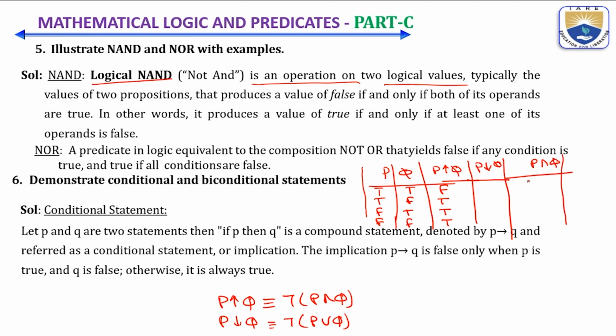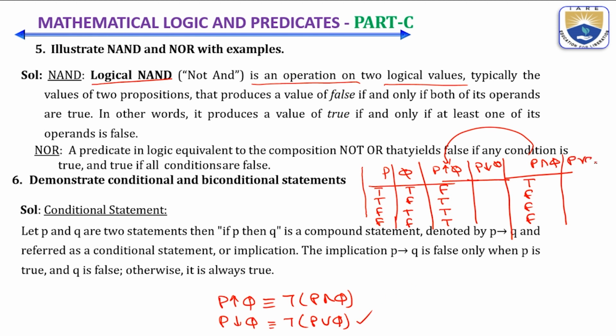So what is the P and Q? It is true, then false, then false, and then false. So the negation of this is a NAND. So it is a false and the remaining are true. And NOR is a negation of P or Q.